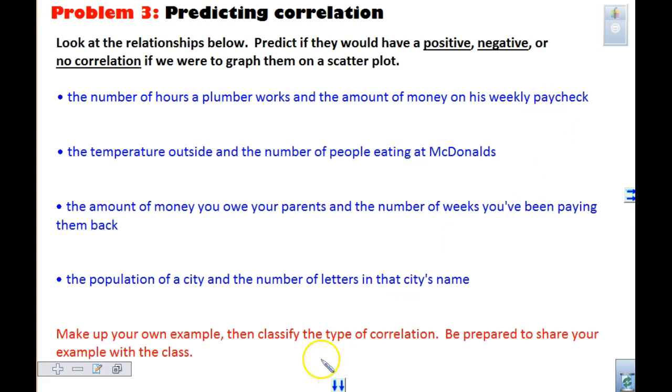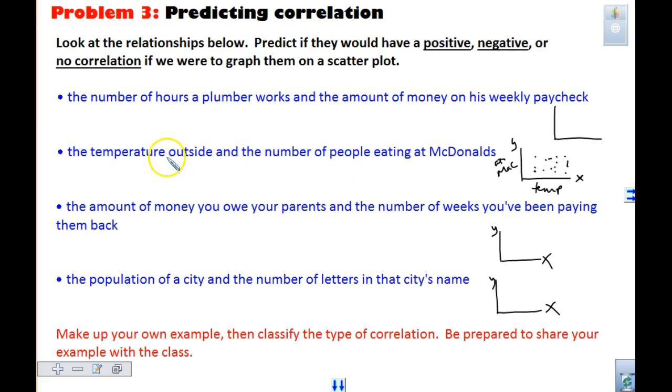So sometimes it's helpful to just think, okay, what if I was going to plot the 2 variables on an axis? And should there be any relationship? A lot of times you don't have to plot it, but it might help if you're struggling with whether it should be positive or negative or no correlation. For example, the temperature outside and the number of people in McDonald's. Do we think there should be a relationship with the temperature? No, I mean, it should really be all over. So this one should be no correlation, right?